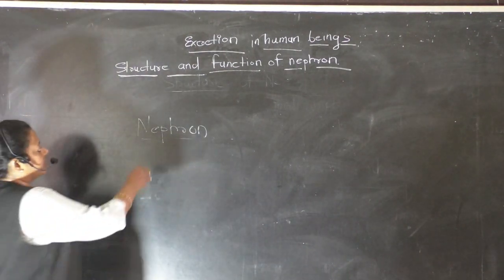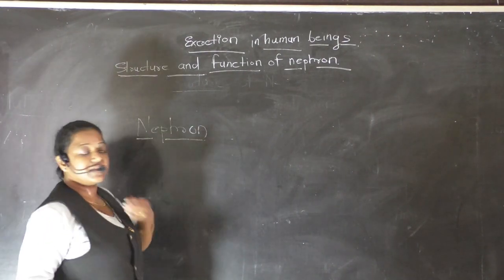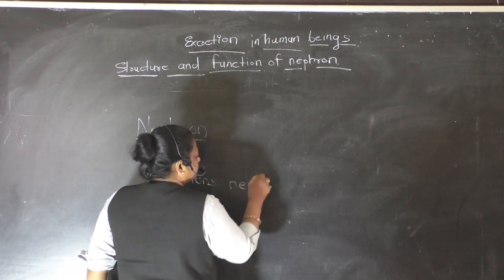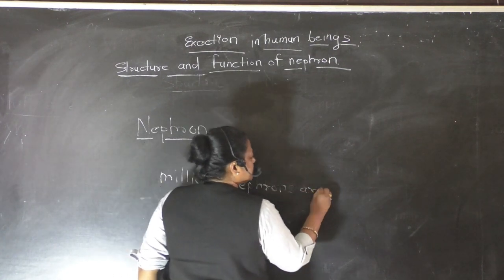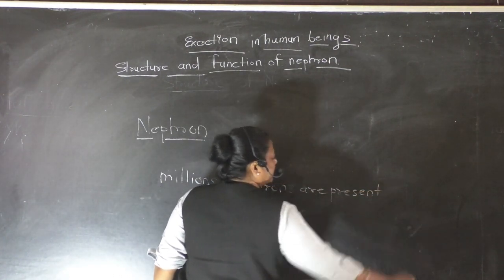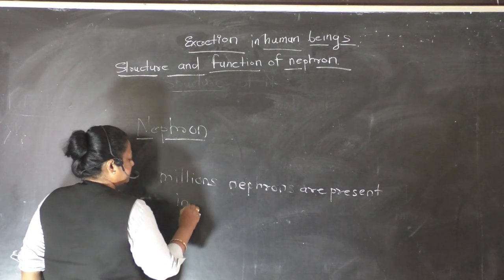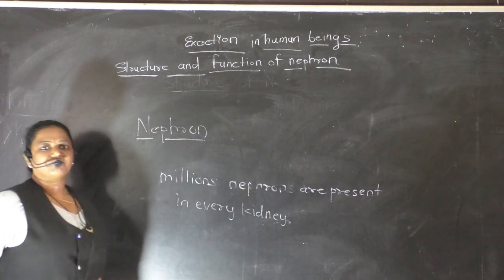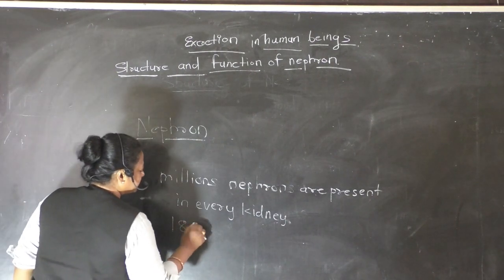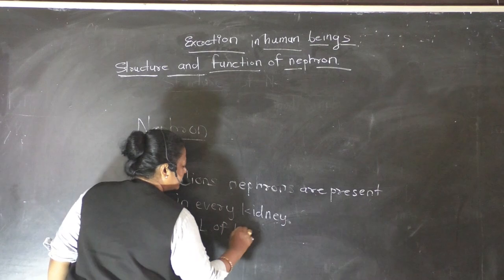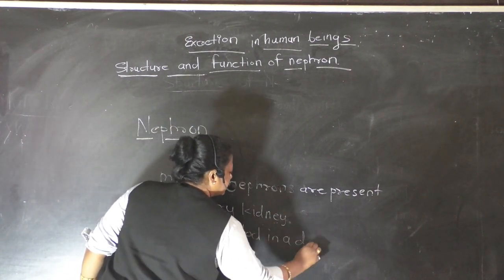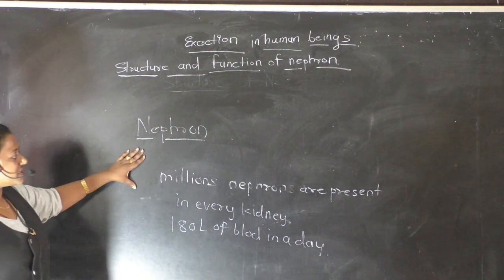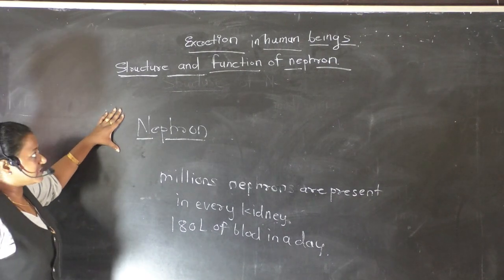Students, you know that millions and millions of nephrons are present in every kidney. We know we have two kidneys, and the kidneys actually filter 180 liters of blood in a day. So we know the nephron is the basic functional unit of the excretory system, that is, the kidney.